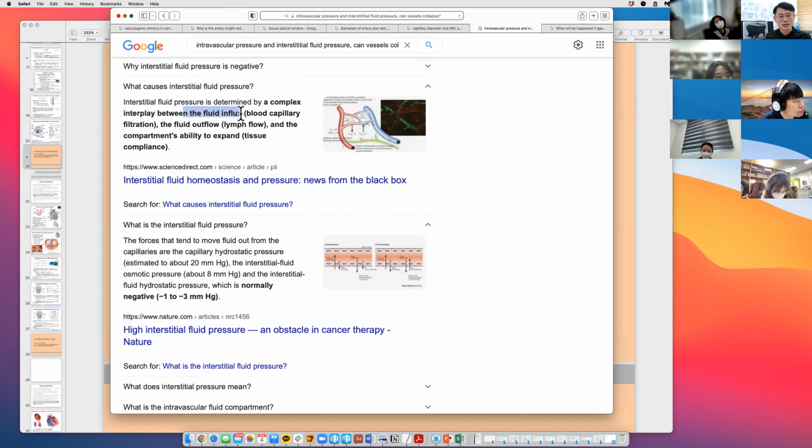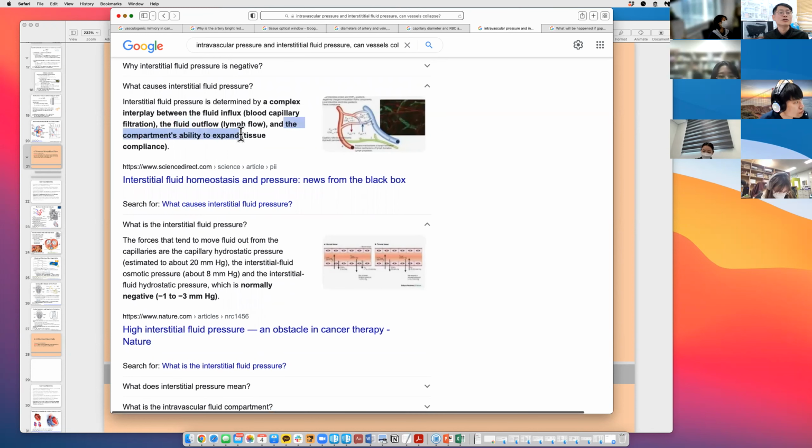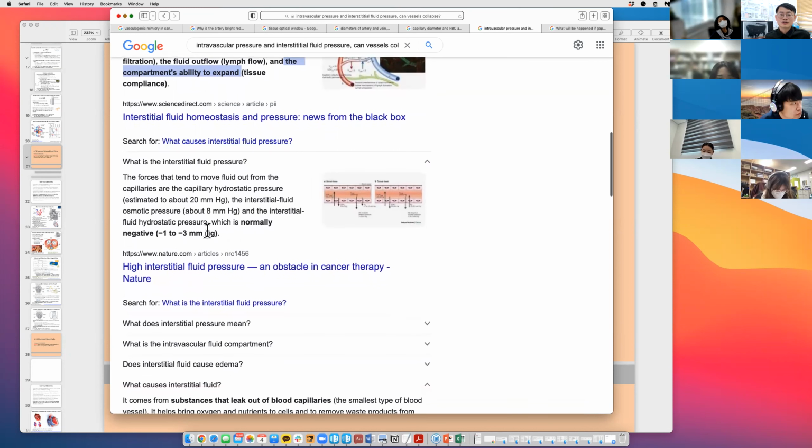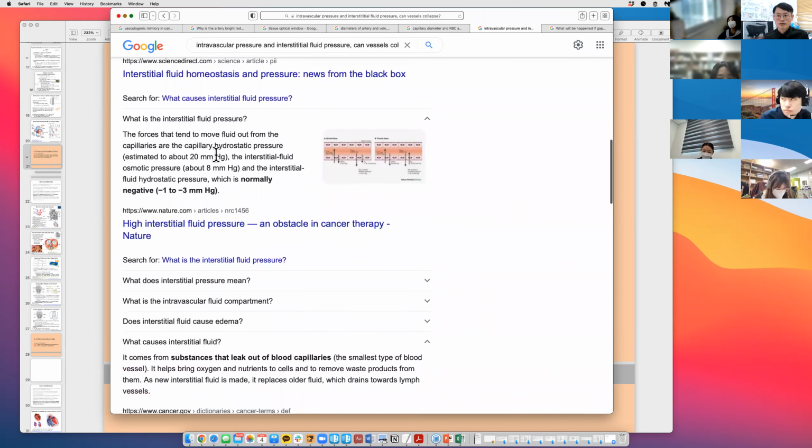Because this is so complex, you can ask what determines this interstitial fluid pressure. There is influx to the tissue, coming from blood capillary filtration, and outflux, which is lymphatic drainage. And of course the tissue's ability to expand, which we call tissue compliance. You kind of know the general values, so biologists should know the numbers. Always consider those numbers, they are very, very important. But interestingly, some part of hydrostatic pressure is actually normally negative.